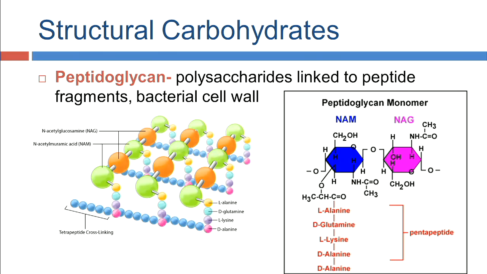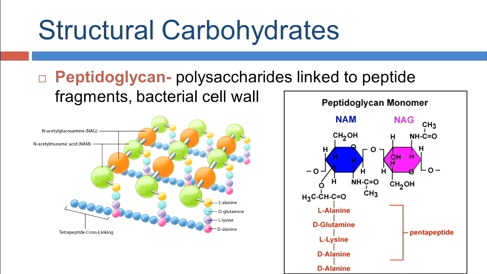Another structural carbohydrate is peptidoglycan. You guys are going to hear about it all the time because you're in microbiology, and this makes up bacterial cell walls. So remember, a bacteria is a live cell, so it has a plasma membrane just like we do, but then it also has this awesome cell wall on the outside that gives it structure and integrity and protects it. So they have this peptidoglycan.